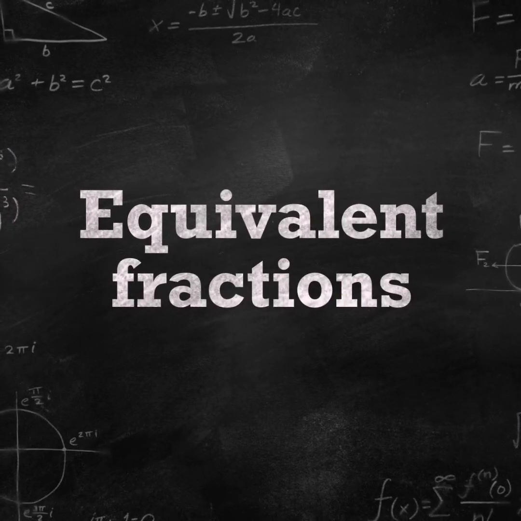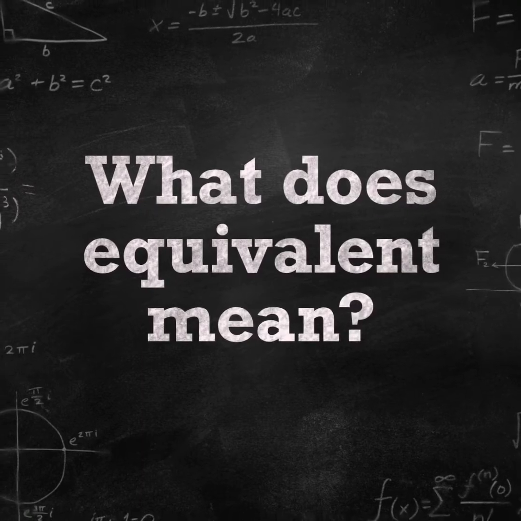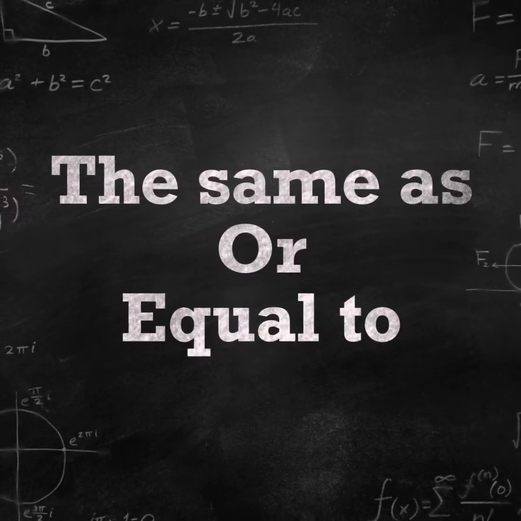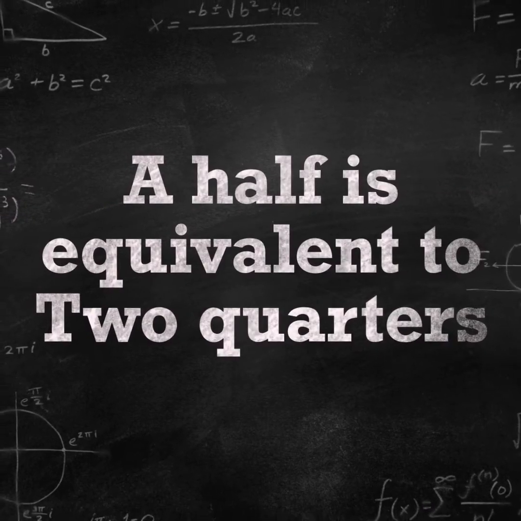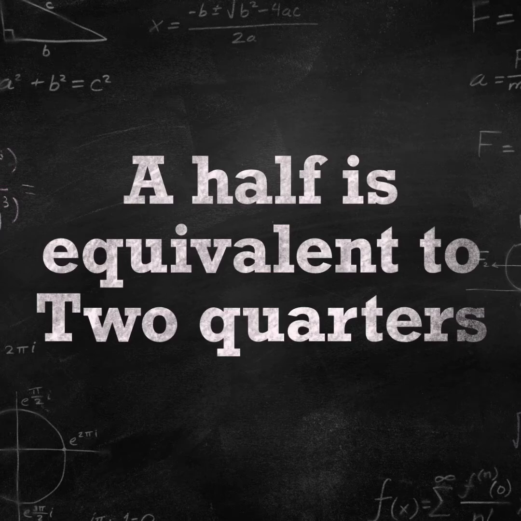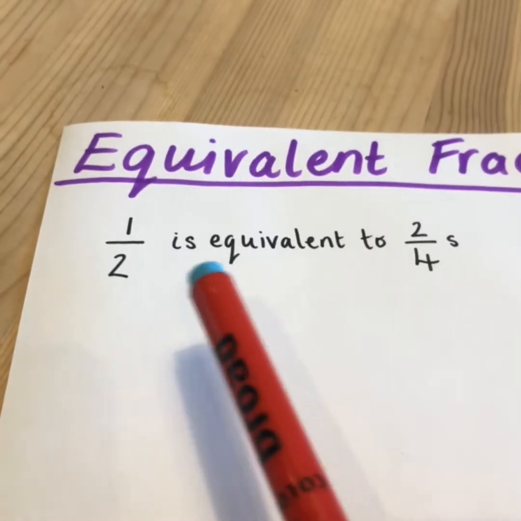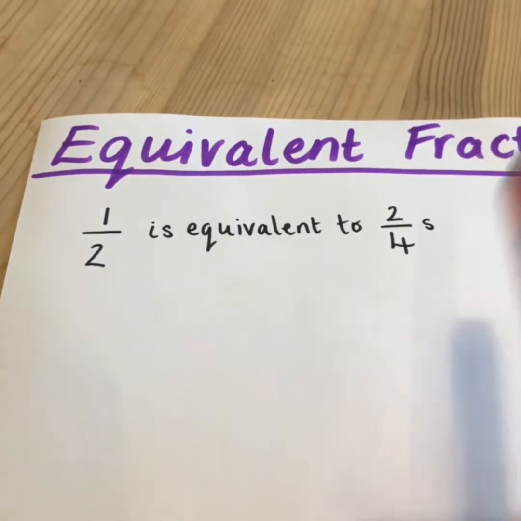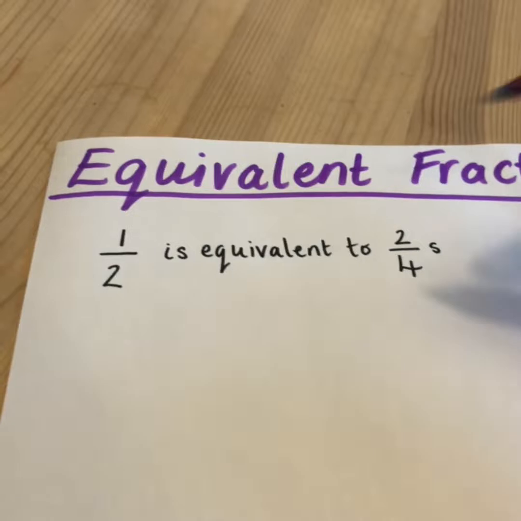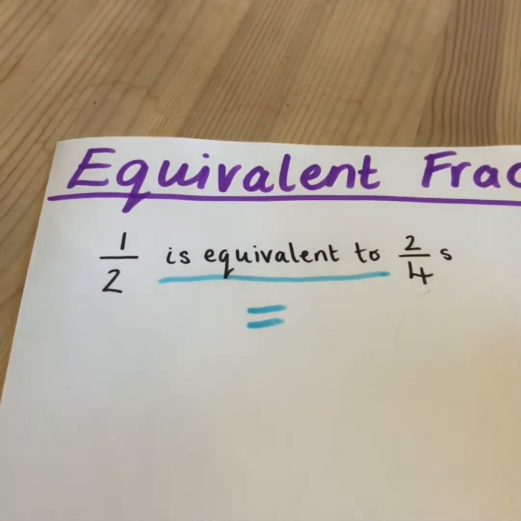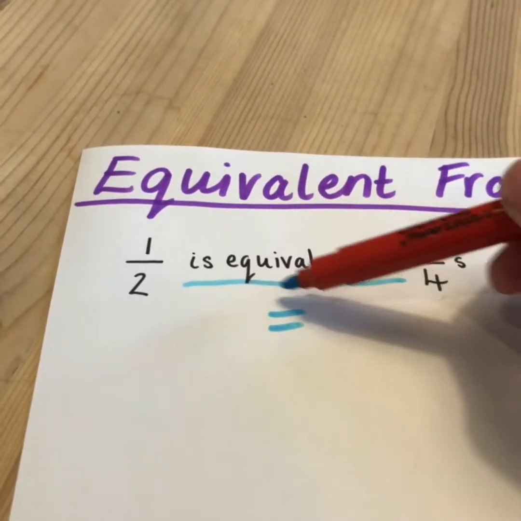So this video is all about equivalent fractions. What does equivalent mean? Equivalent means the same as or equal to. For example, a half is equivalent to 2/4. So here we've got a half is equivalent to 2/4, and we can replace this part with a simple equals sign. So "is equivalent to" is the same as equals.